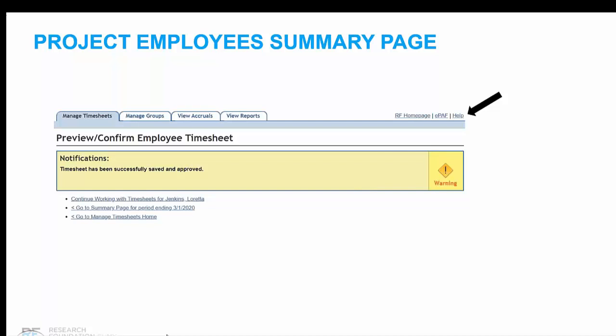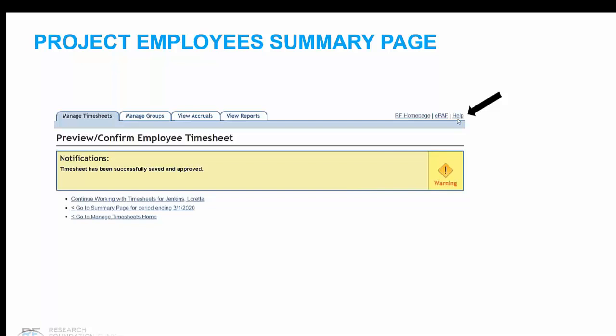After you have clicked OK to approve and submit this timesheet to the RF, this screen will appear acknowledging that you have successfully saved and approved the employee's timesheet. If you need a guide to walk you through these steps, just simply click on Help at any time on any screen in the upper right-hand corner. I have an arrow pointing to Help.